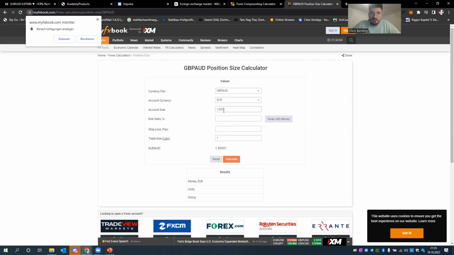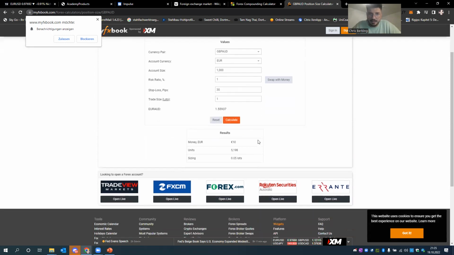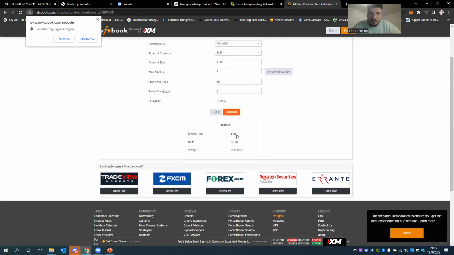We have 1,000 euros in our account. We want to risk 1%, and let's say we have a 30 pip stop loss, and the trade size is always 1 down here. You hit calculate, and you risk 10 euros, it would be 5,198 units, and it would be 0.05 lots.